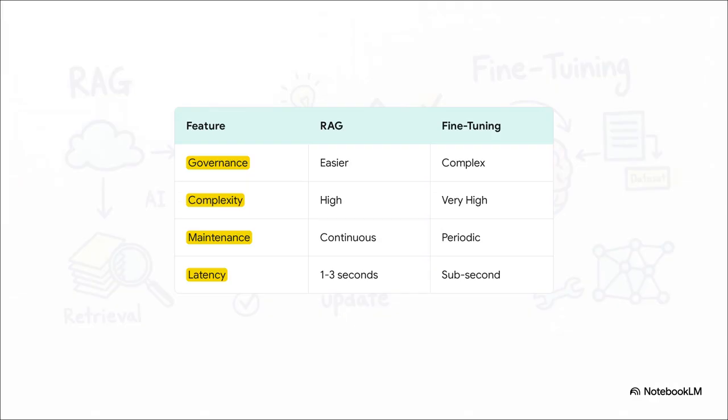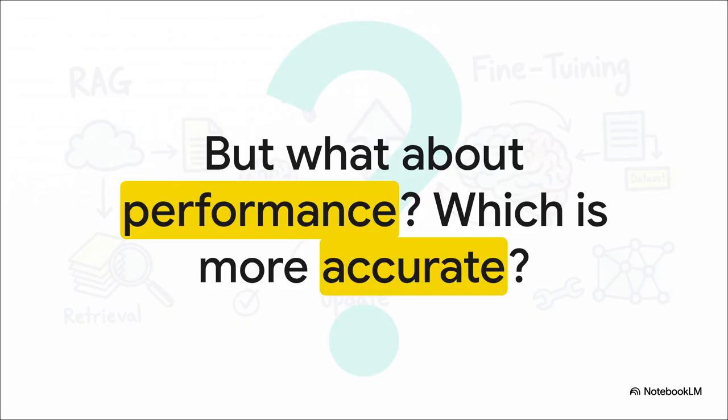Now, let's zoom in and see how this actually plays out for a business. When it comes to governance and security, RAG is the clear winner. Your data stays put, right where it is, secure and auditable. With fine-tuning, that data gets swallowed up by the model, and it becomes a total black box. But look at latency. Fine-tuning is a speed demon. It gives you answers in under a second, while that retrieval step in RAG adds a noticeable 1 to 3 second delay.